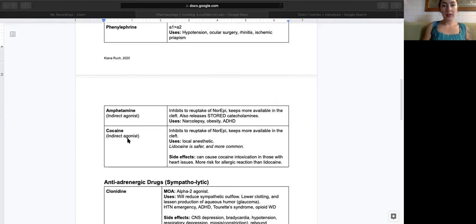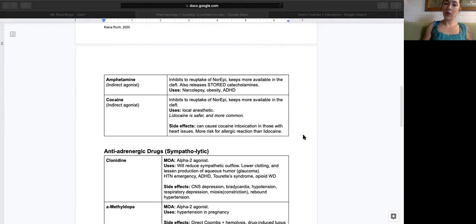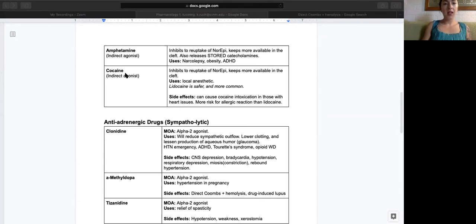Cocaine is very similar to what we were just saying about amphetamines. It inhibits the uptake of norepinephrine, and it keeps more available in the cleft. This is usually used as a local anesthetic, if it is used. Lidocaine, though, is much safer than cocaine and more commonly used.